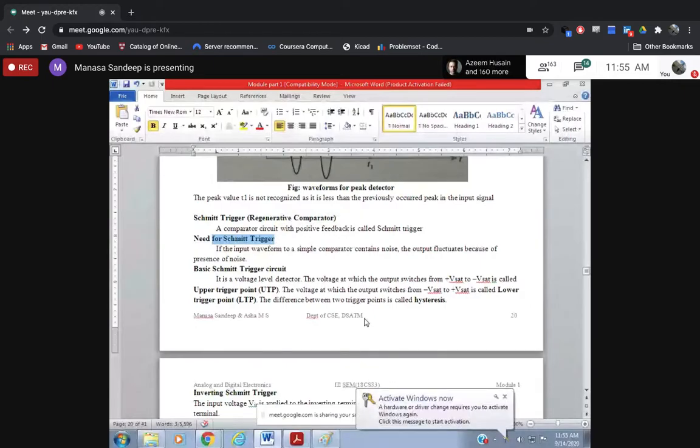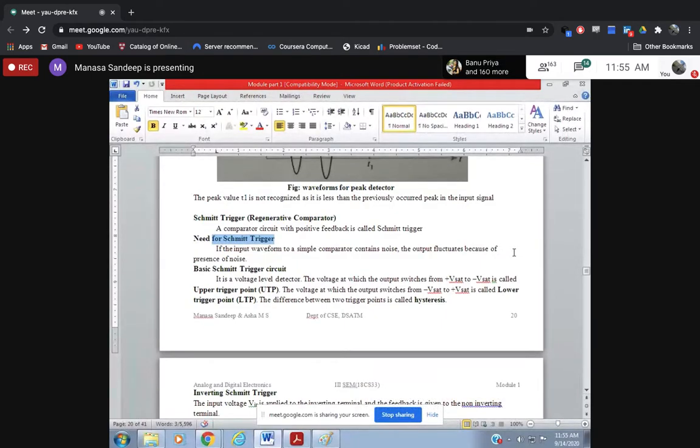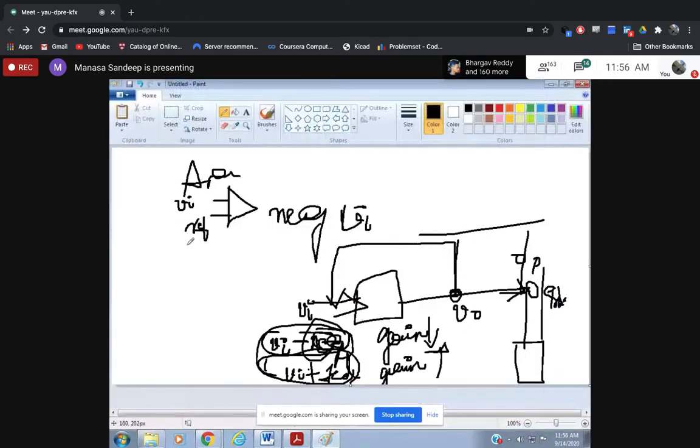So in the comparator, what happens? If the input fluctuates because of the presence of noise, your output fluctuates. Guys, just now I told you comparator is a circuit where, if the input goes above or below the reference voltage, your output changes, right? So your output will move from plus V saturation to minus V saturation if noise is there in your signal.